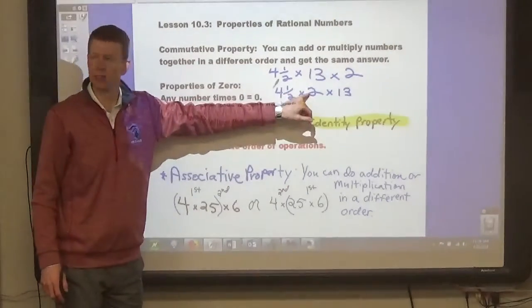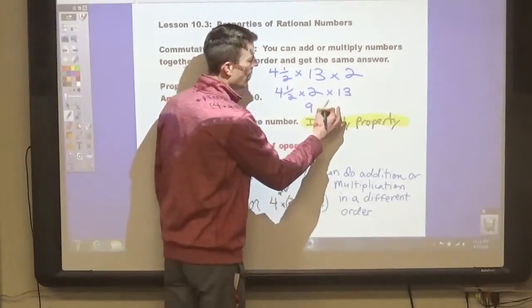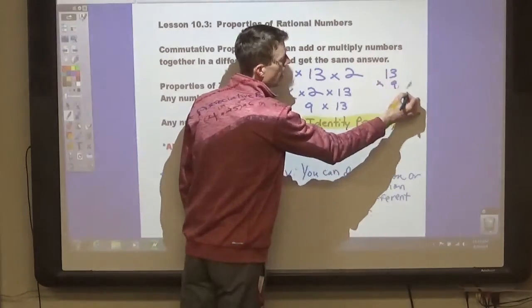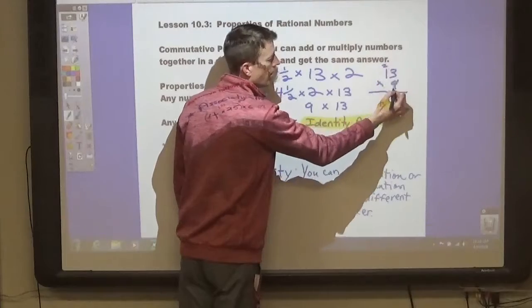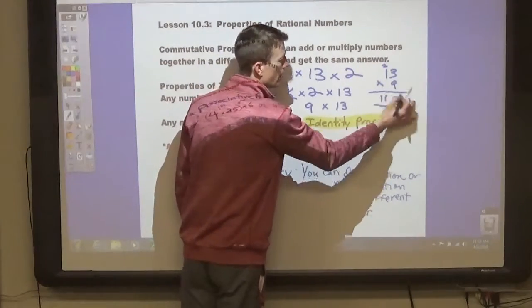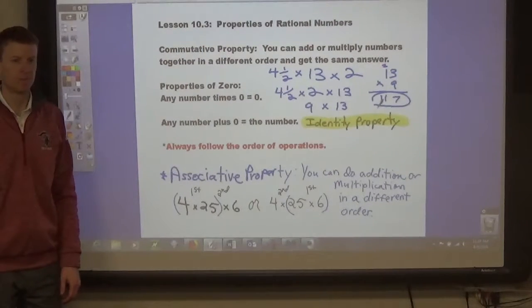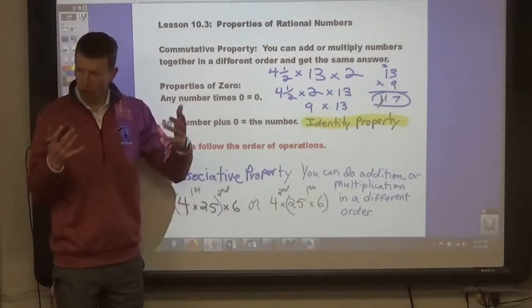What's 4.5 times 2? 9. And then do 9 times 13. 13 times 9. 9 times 3 is 27. And 9 times 1 is 9, plus 2 is 11. That way you can multiply and eliminate the fraction, and then you just have whole numbers to work with.